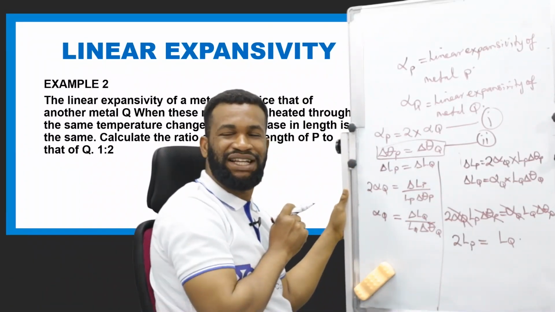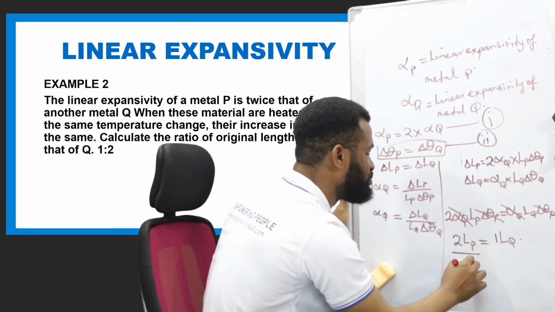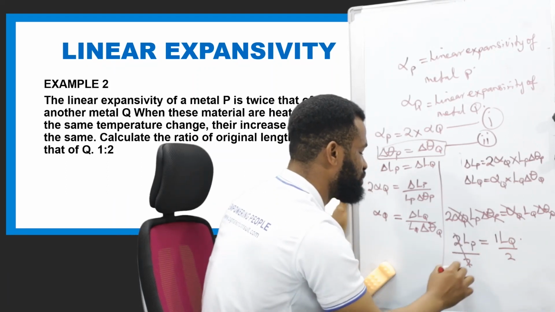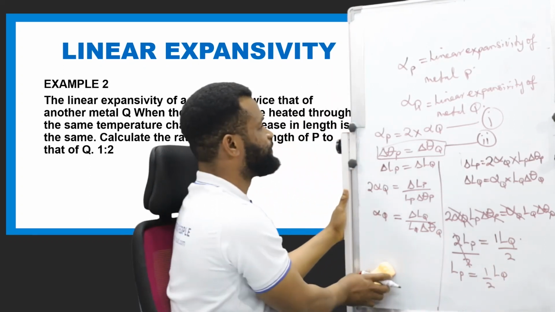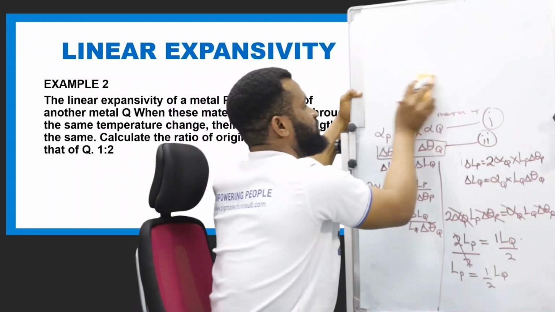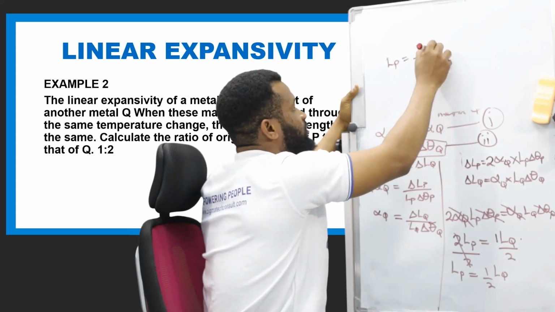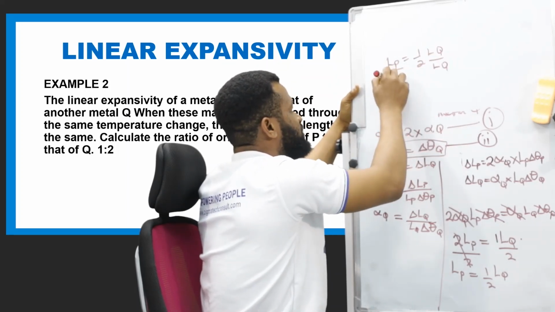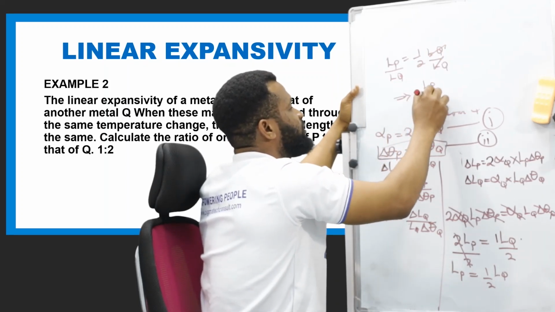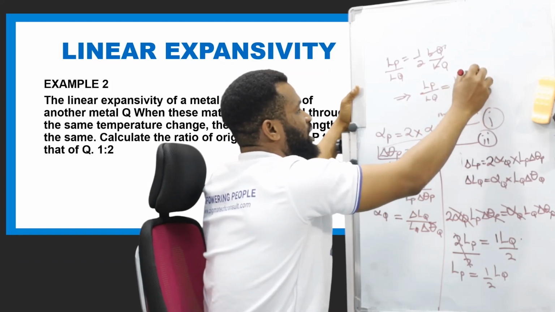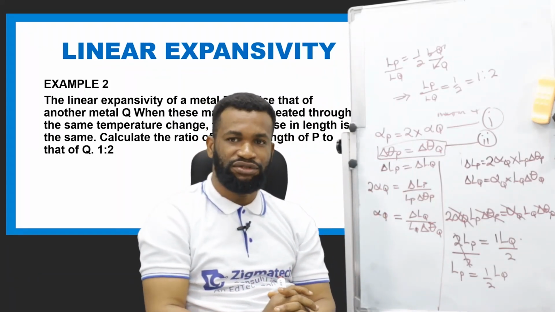So calculate the ratio of the length of P to that of Q. I'm going to put 1 here, divide this by 2, divide this by 2. So I have that LP is equal to 1 over 2 LQ. All right? Let me finish it up here. Now, remember, LP is equal to 1 over 2 LQ. I have to divide both sides by LQ, and they will cancel. We say that LP over LQ is equal to 1 over 2, which is 1:2. And that is the ratio of the original length of P to that of Q.